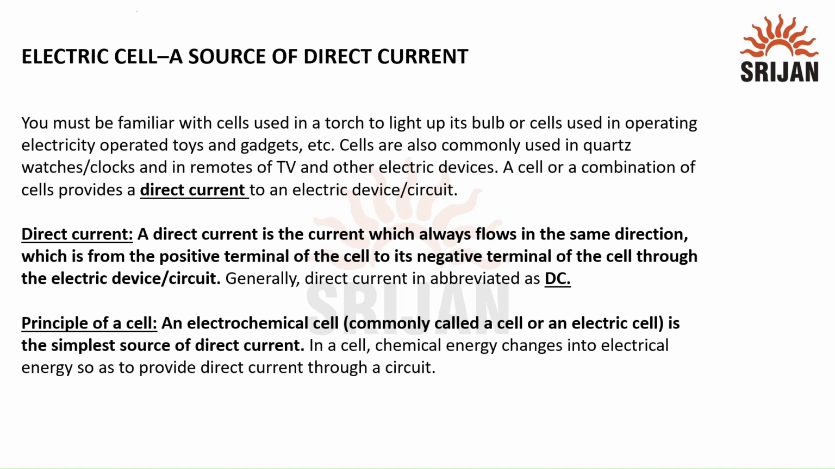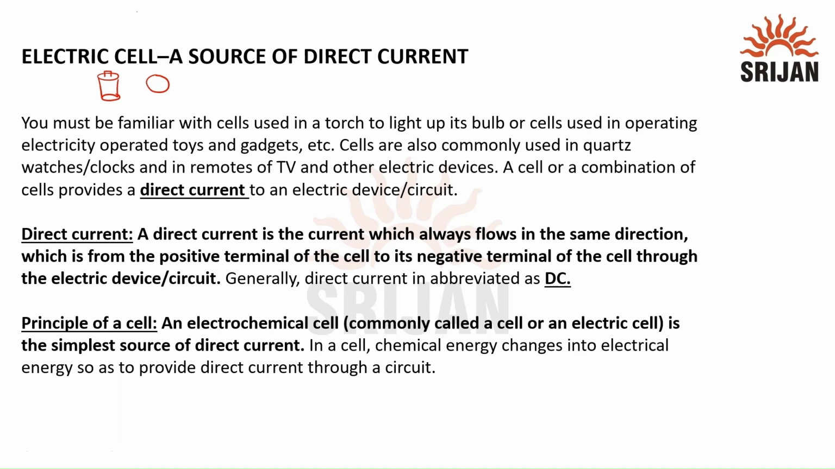In this video, we will learn about electric cell, which is also a source of direct current. You must have seen the cells which are used in your TV remotes, in electric gadgets, and in torches. These are of cylindrical type, like this. Or you must have seen the cells which are used in wristwatches. These are round cells. So these cells or a combination of these cells provides direct current to an electric circuit or a device.